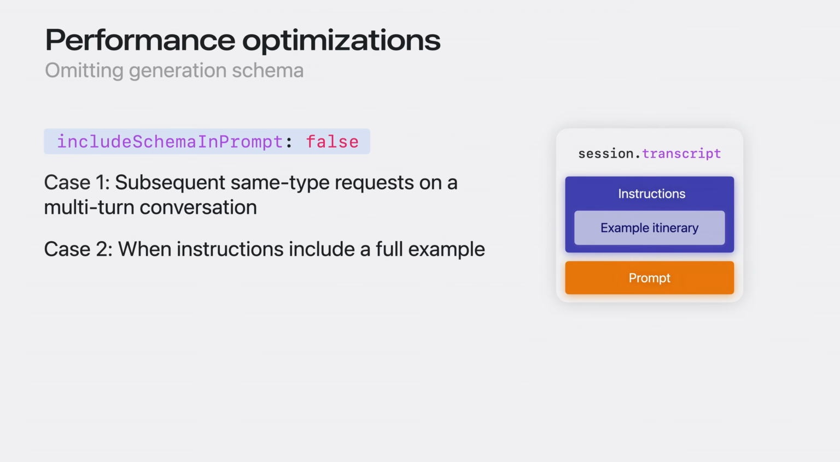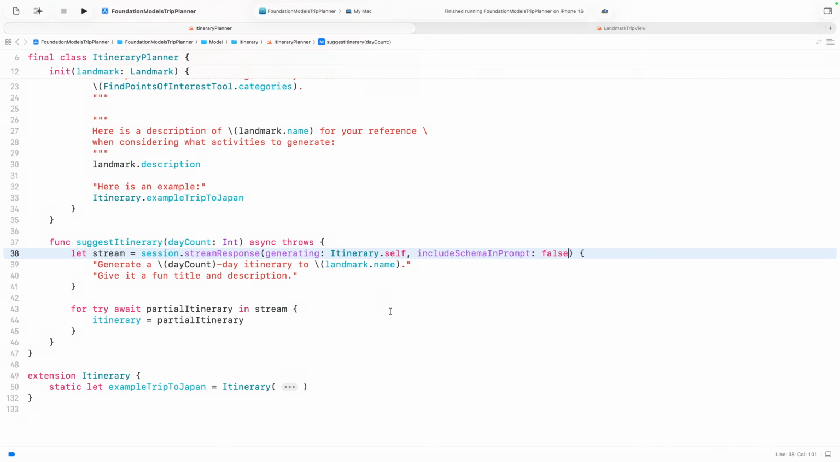If you do have optional properties in your schema, then you'll need to provide examples with all of the optional properties both populated and nil. A final consideration, setting include schema and prompt to false means that we'll lose the descriptions we added to our guides. Although, if you're using a thorough example, this shouldn't be a problem. Let's test these optimizations out. We'll go ahead and set the include schema and prompt option to false in our request. We'll also pre-warm our session while the user is on the landmark description page.